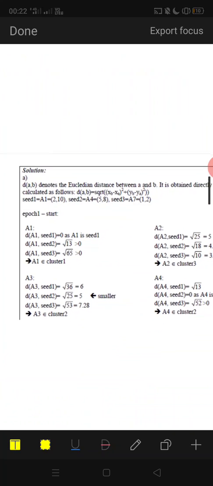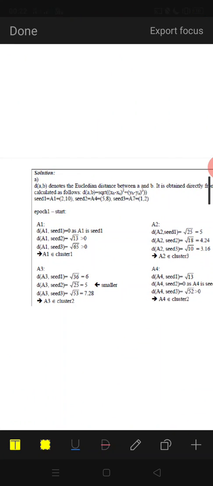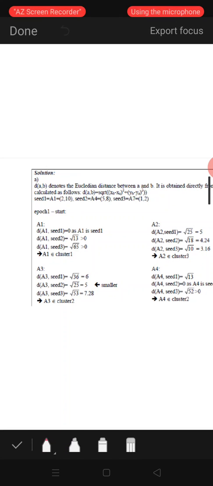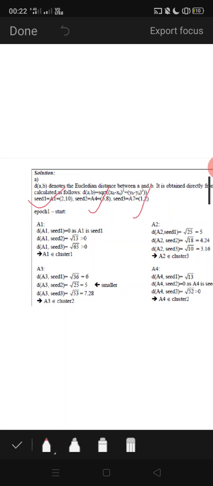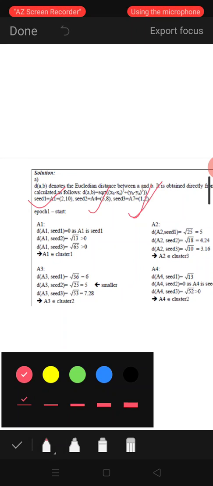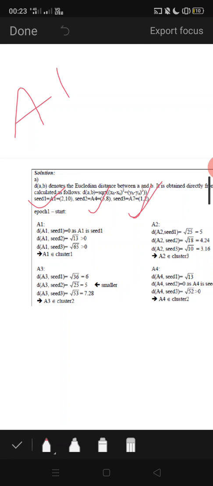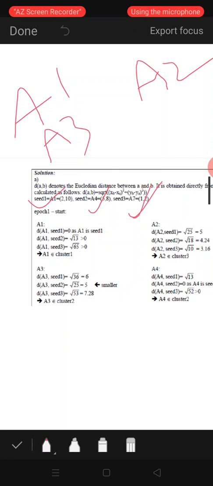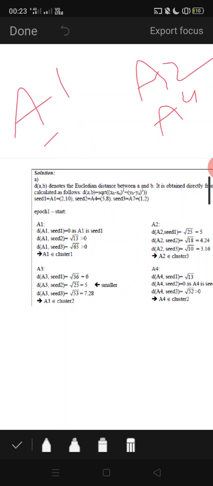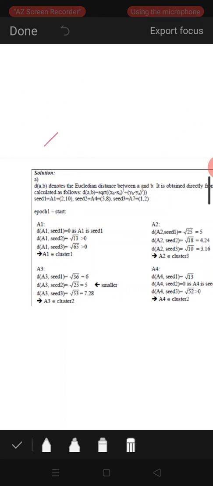What is the next step? Next step, randomly you select a point. Just now I told we have selected A1 (2,10) leader, A4 (5,8) leader, A7 (1,2) leader. Like this way, randomly you can select any three leaders. I call them seed 1 is A1, seed 2 is A4, seed 3 is A7. From each point, you calculate the distance to seed 1, seed 2, seed 3. Then find the minimum one. It goes to that cluster, that's all.